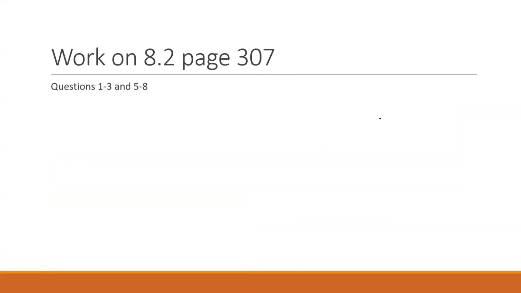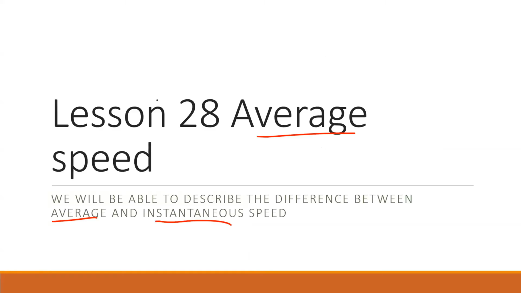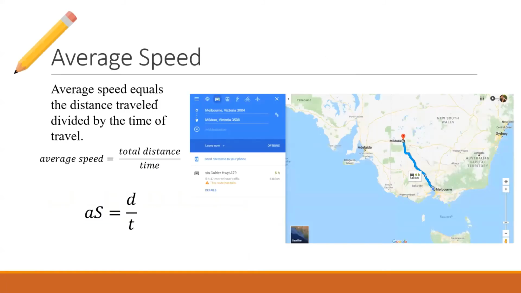Okay. Then what I did for homework is I said you needed to do this. So the rest of this lesson, I'm going to give you guys time to work on questions 5 to 8. But before I do that, I want to teach you guys what average speed is. Average speed equals the distance traveled divided by the time of travel. So the average speed is the total distance divided by the time.